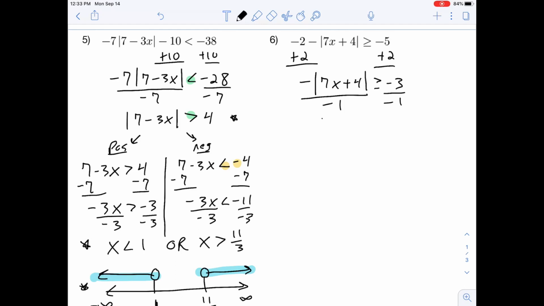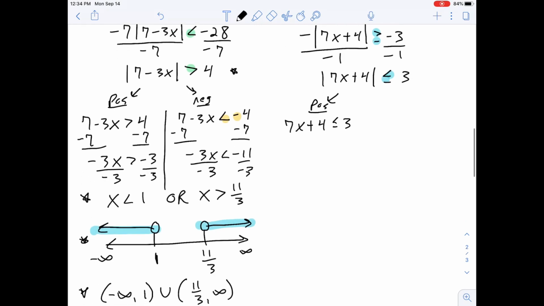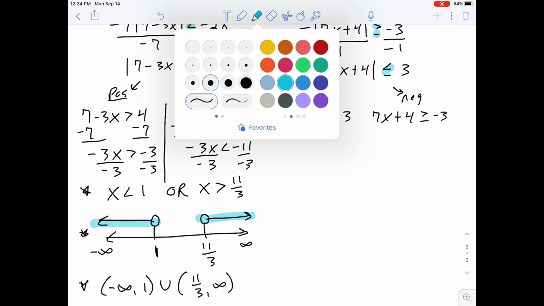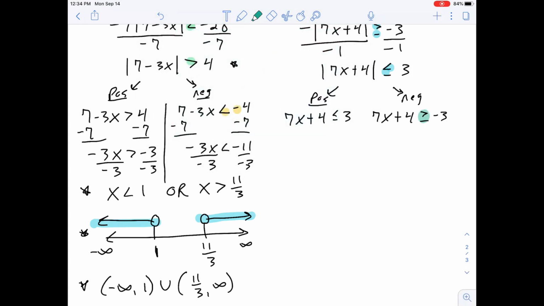Now what happens when you divide by a negative? I get 7x plus 4, and I flip the inequality. Remember, you've got to flip the inequality if you're dividing or multiplying by a negative. So now I can go ahead and set up my positive and my negative case. For my positive case, I have 7x plus 4 is less than or equal to 3. And then for my negative case, I have 7x plus 4 is now greater than or equal to -3. Remember, you need to flip and then change the sign.